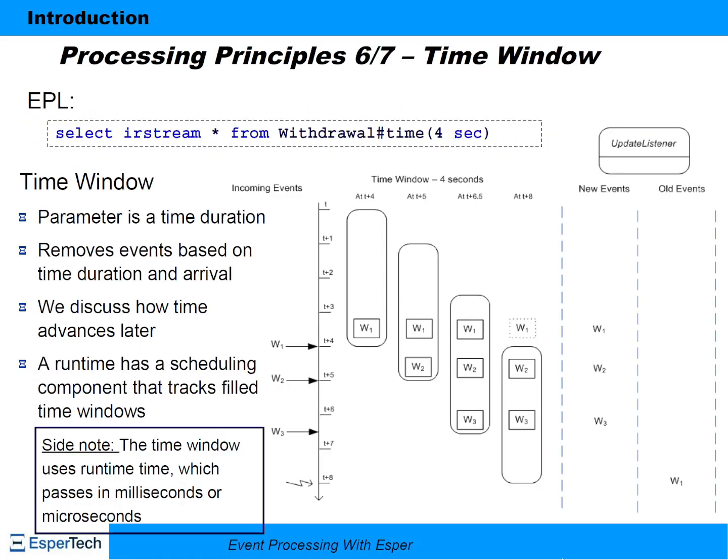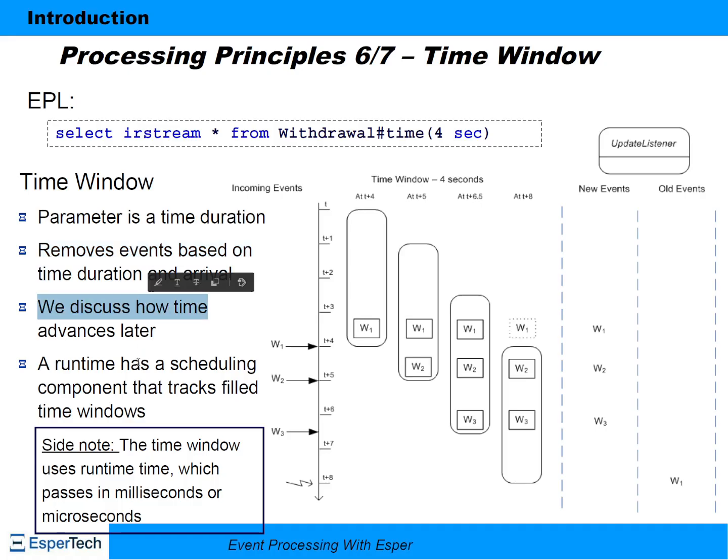A time window is a data window that manages events by time. For instance, select * from withdrawal#time(4 seconds). The single parameter of a time window is a time duration. The time window removes events from the window that are older than the time duration. So, a time window of 4 seconds means that the time window removes events that are older than 4 seconds. We discuss how time advances later.